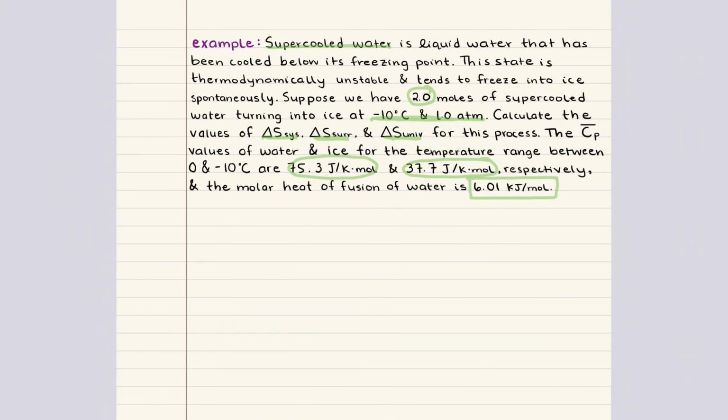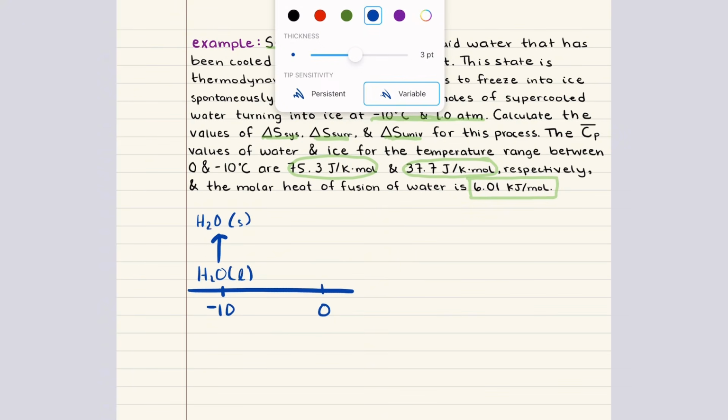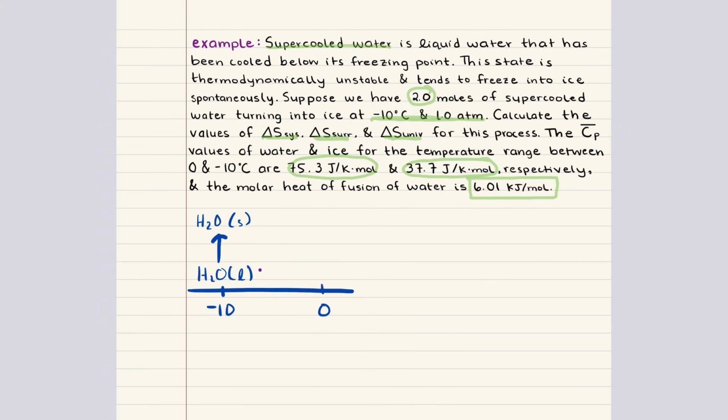The actual snap freeze of supercooled water at minus 10 degrees is irreversible because the system at minus 10 is not at the equilibrium temperature where liquid and solid coexist. However, entropy of the system is a state function, so we can actually replace the real path with any convenient reversible path that starts at the same initial state and ends at the same final state.